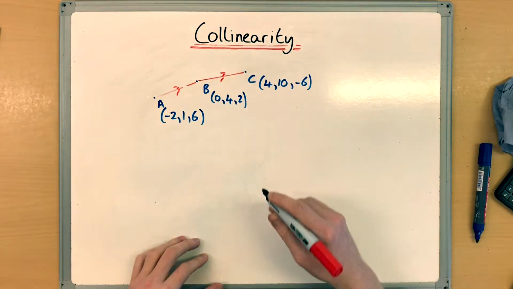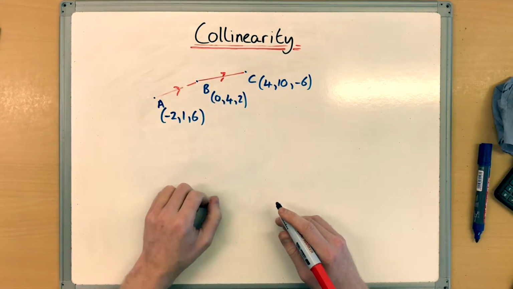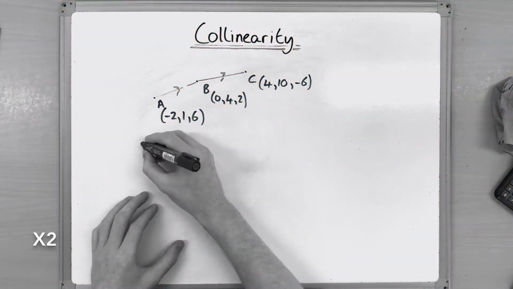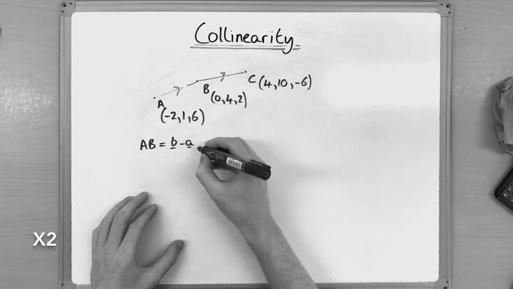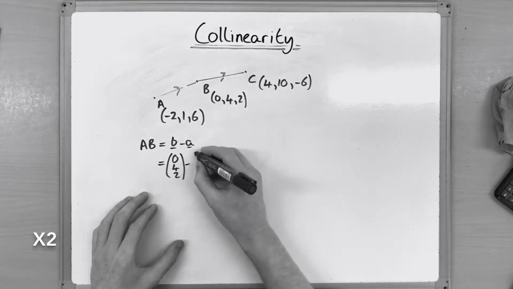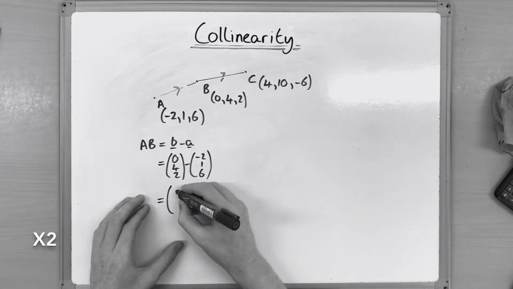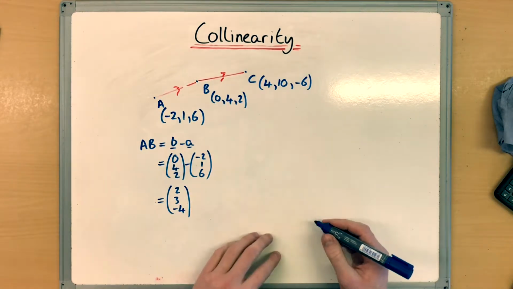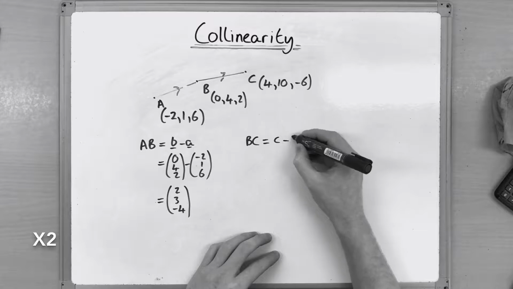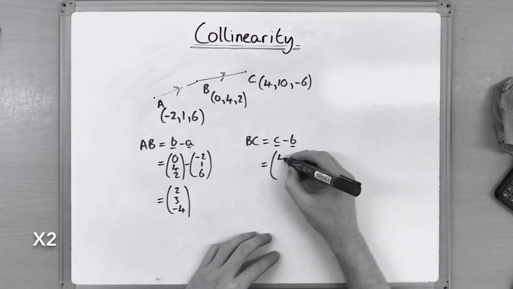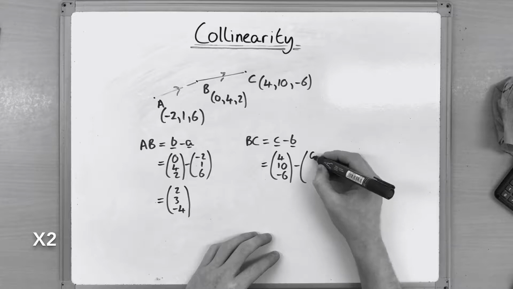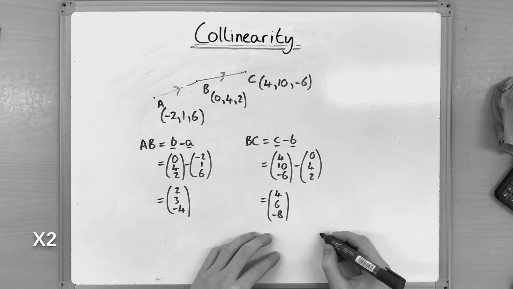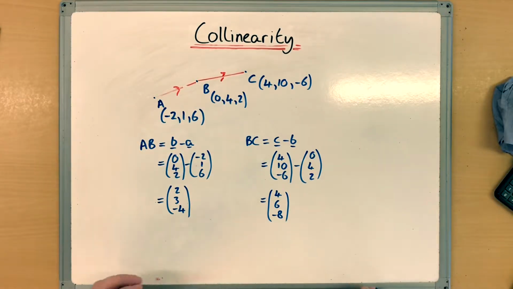Okay, so the question is, how do we show that two vectors are in the same direction? Well, let's start off by finding those two vectors that we need, and then we'll talk about whether they're in the same direction. So we're going to find the vector AB. And now we're going to find the vector BC. Okay, so we've got two vectors.